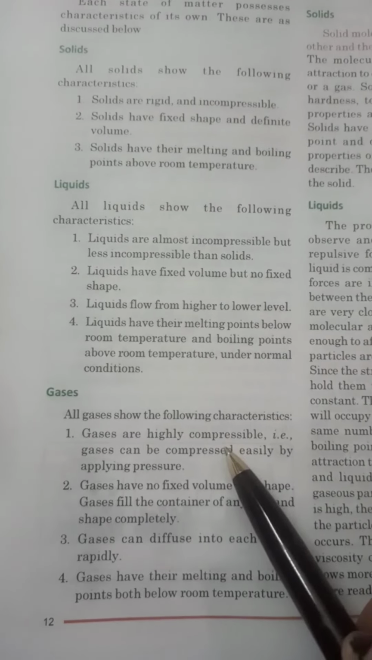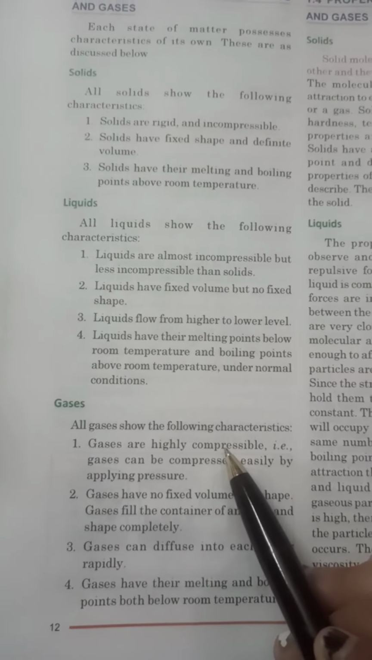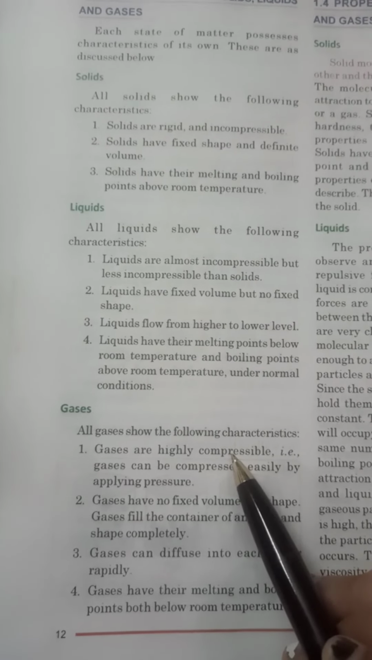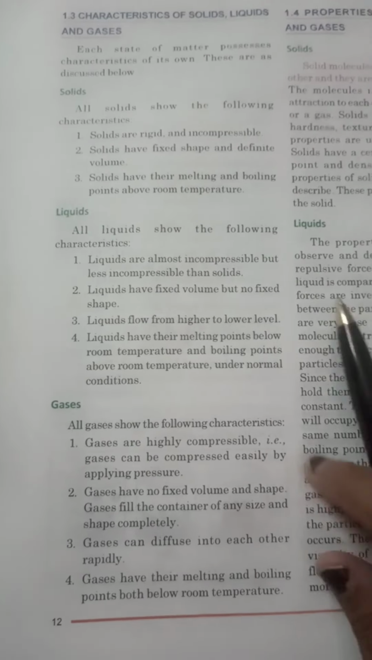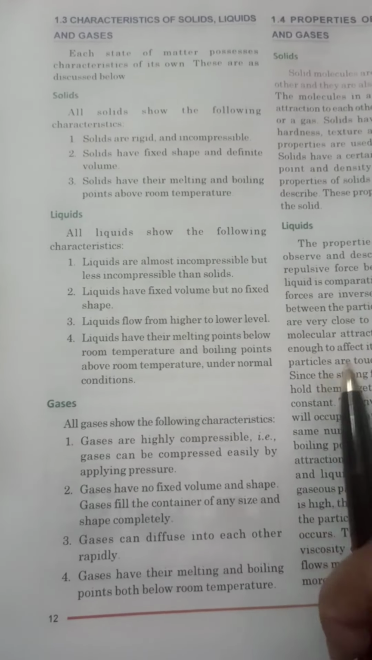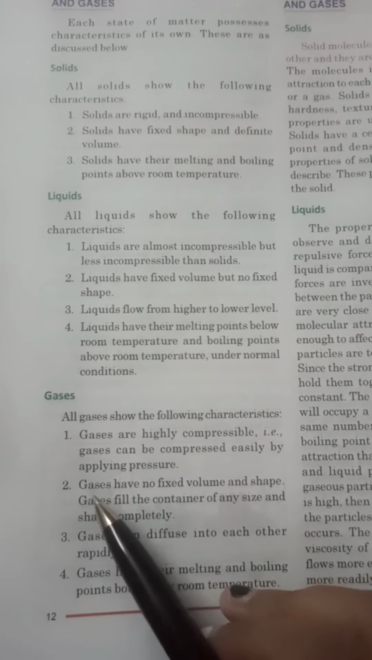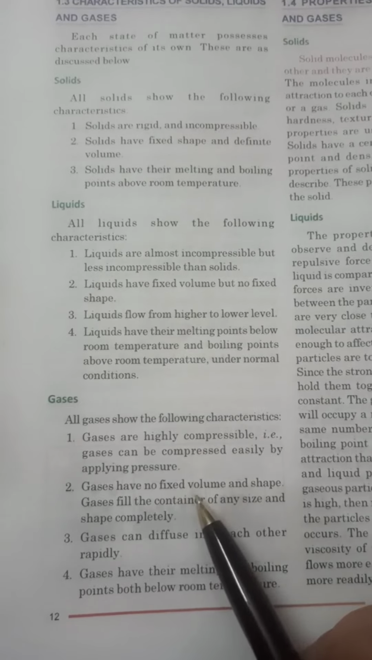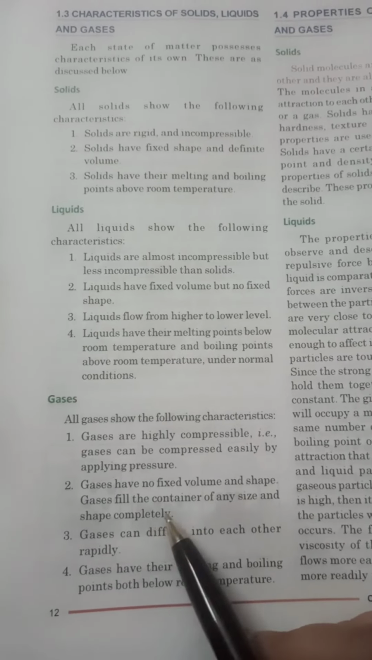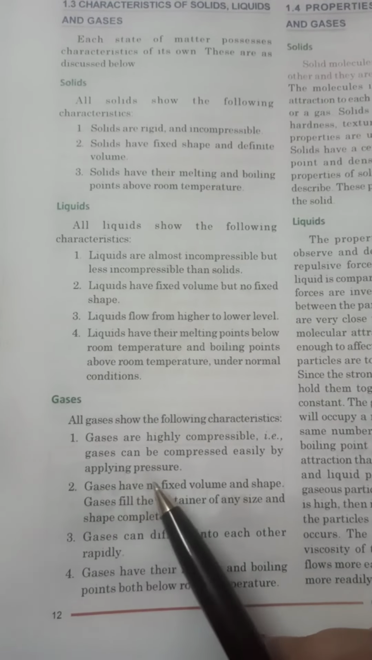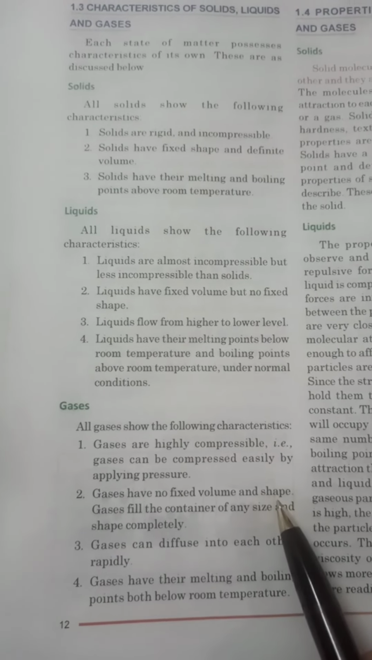And let me take an example of this. If I fill the gas or the air in a balloon, right, it will blow up, and then we can compress it easily. We can compress the balloon very easily. So this is what this point is trying to tell us. Now second point is gases have no fixed volume and shape. Gases fill the container of any size and shape completely. Gases don't have any fixed volume and they don't have any fixed shape.